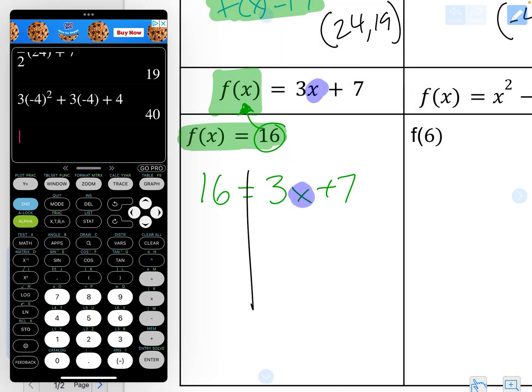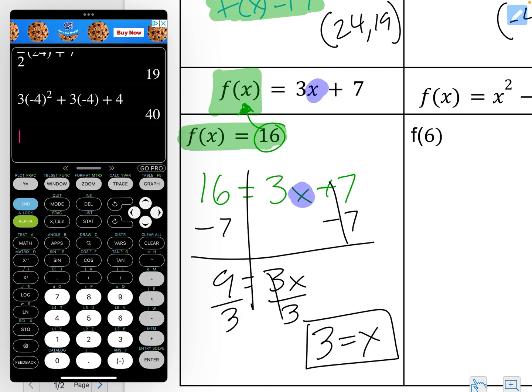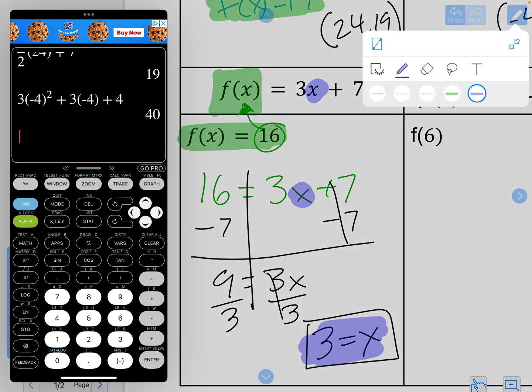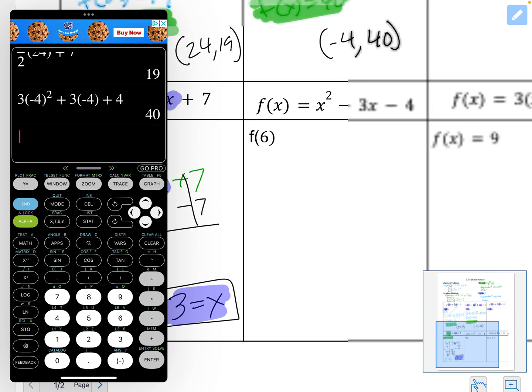So that tells me that I need to solve my equation. Minus 7, we get 9 equals 3x. And our last step is to divide by 3. So 3 equals x. So my input is 3. So again, if we were to write this as a coordinate point, our x goes first. Then we put our y, or our f of x, and that is our xy point.